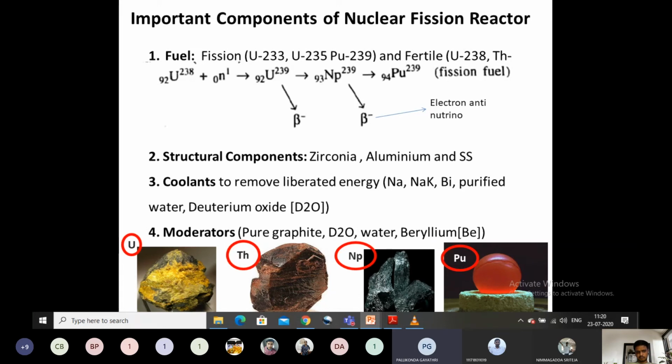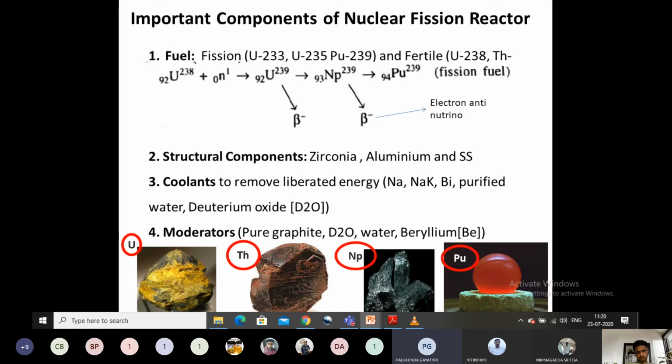And the third one is coolants to remove liberated heat. The nuclear reaction has a huge amount of energy that will be released. Coolants like sodium-potassium alloy, bismuth, purified water, and deuterium oxide are used to remove liberated heat.